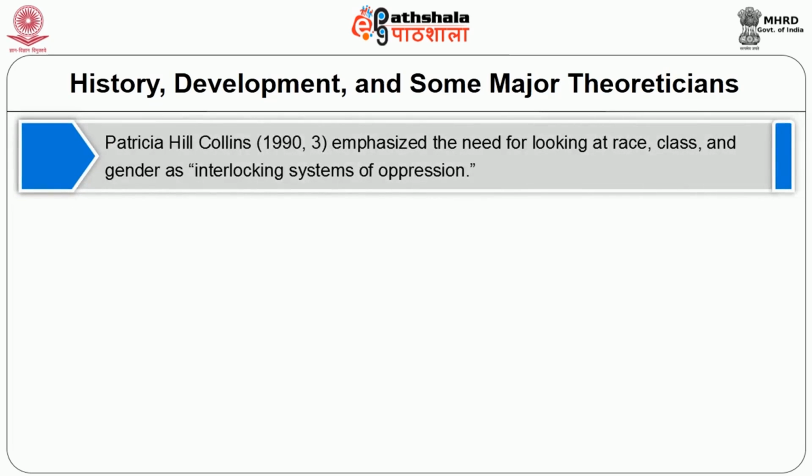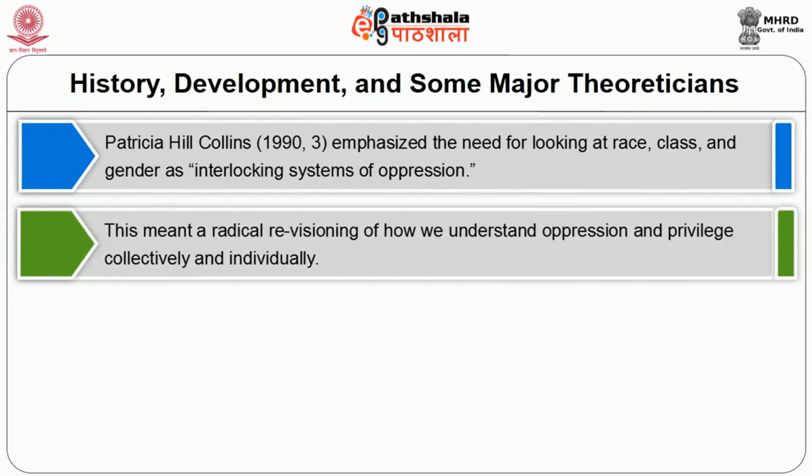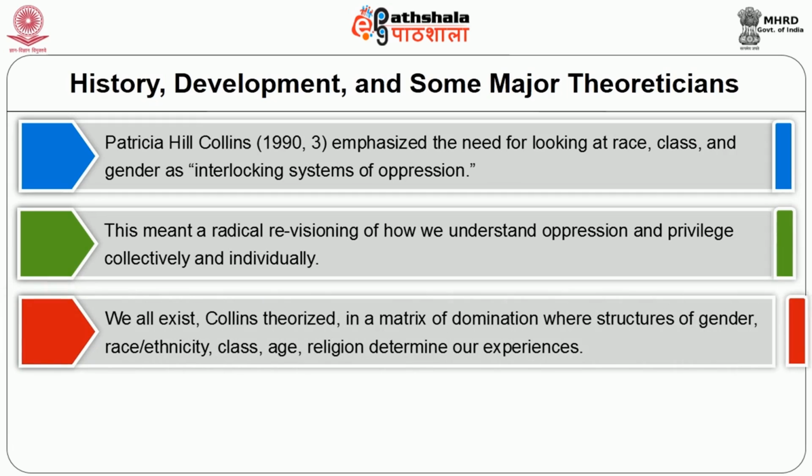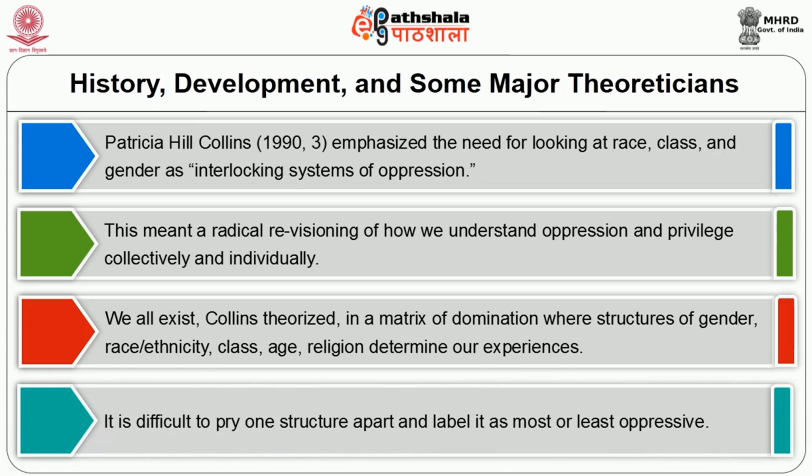Collins emphasized the need for looking at race, class and gender as interlocking systems of oppression. This meant a radical revisioning of how we understand oppression and privilege collectively and individually. We all exist, Collins theorized, in a matrix of domination where structures of gender, race, ethnicity, class, age, religion determine our experiences. It is difficult to pry one structure apart and label it as most or least oppressive.